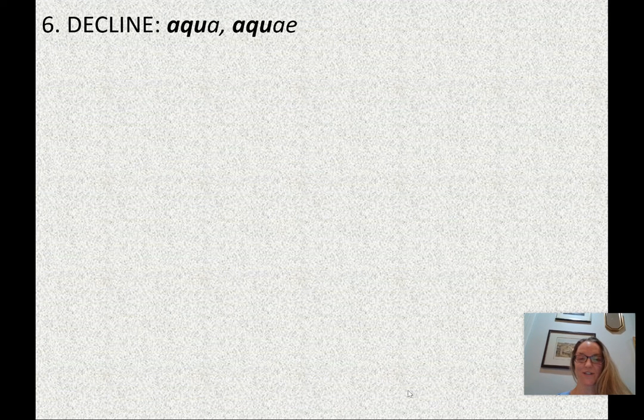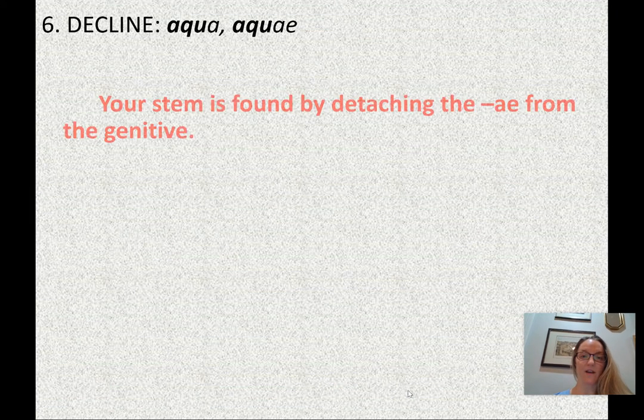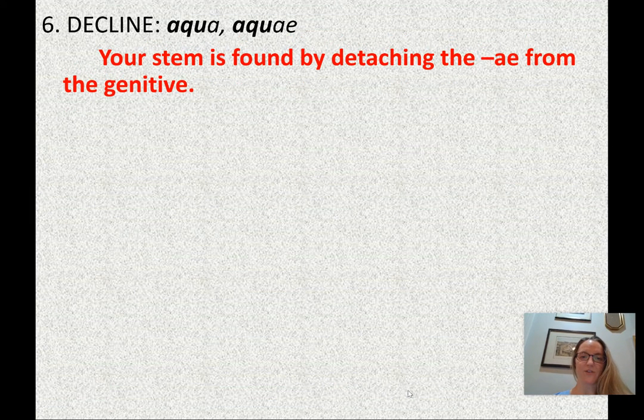Our first word to decline is aqua, aquae. In order to appropriately decline first declension, you're going to need to figure out the stem. The way that you get the stem is by cutting off the AE from the genitive. And so you're left with AQU all the way through. So as you're labeling your notes, AQU should go all the way down. So 12 times AQU, 12 times down.